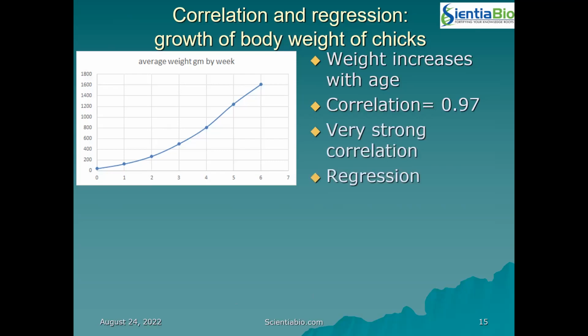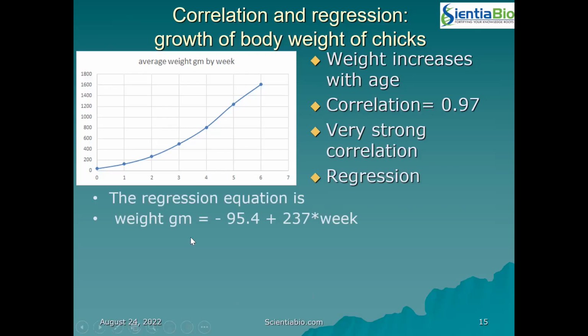Now we want the equation. We want to be able to tell at what age what will be the expected weight of the chick. And in this case, the weight at a particular week is minus 95.4 plus 237 into the week number. And how do we use this equation? Well, we can input the week number 1, 2, 3, 4, 5, 6, and we will get the expected weight at any. So now, instead of any other number, I put 10 weeks. What do I get? So 10 weeks gives me 2370 minus 95, so it is about 2274 grams. That is about 2 kilos and a quarter. That's a big bird. Okay.